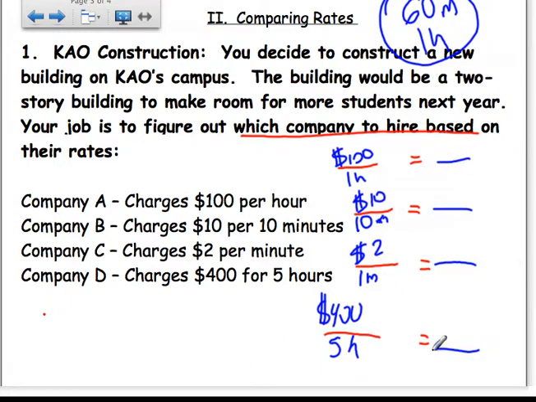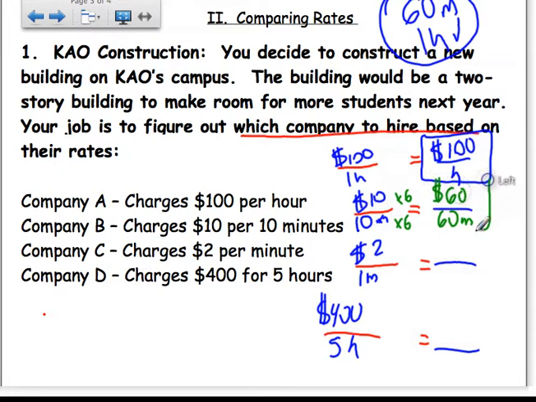First one, $100 per hour, that's already in 1 hour, so that's going to be $100 per hour. That's how much that first company is going to be. Second, $10 per 10 minutes, you need to multiply by 6, because 10 times 6 would be 60 minutes. And you multiply by 6, that means this company costs $60 per 60 minutes, or $60 per hour. Next company, $2 per 1 minute, you need to multiply by 60. And this is really going to be $120 per 60 minutes, or $120 per hour.